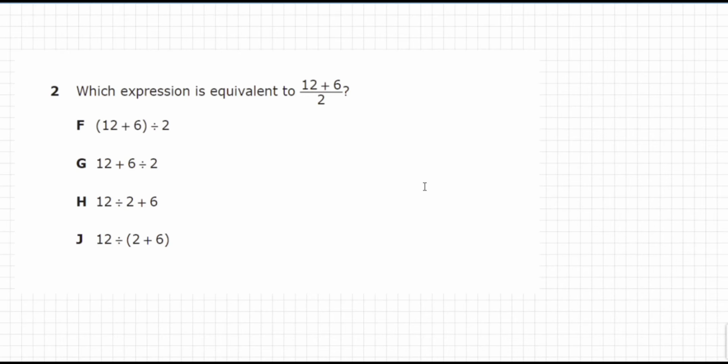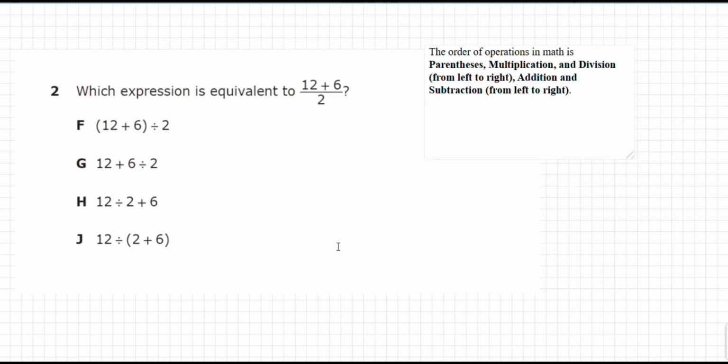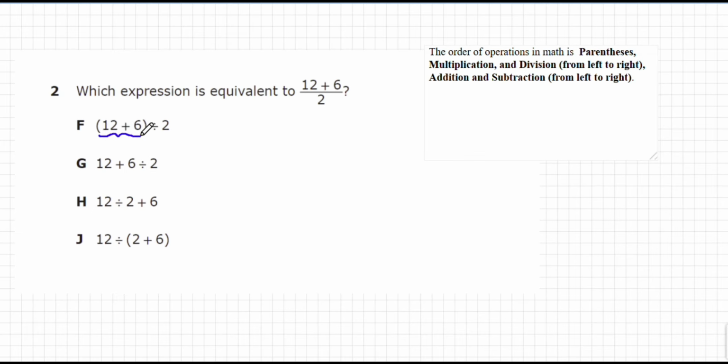Question number 2. Which expression is equivalent to 12 plus 6 over 2? The order of operations in math for this expression is parentheses, multiplication, and division, from left to right, then addition and subtraction, also from left to right. Therefore, F is the correct answer.